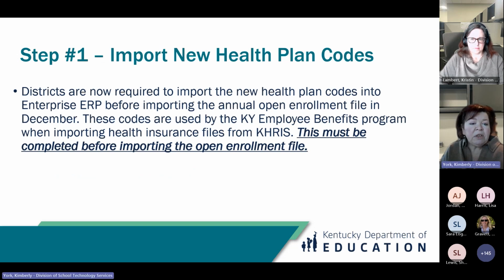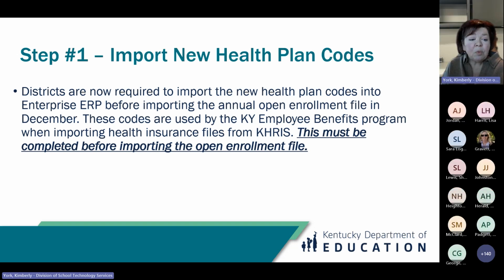So step one, you want to import the new health plan codes. Districts are now required to import the new health plan codes into Enterprise ERP before importing the annual open enrollment file in December. These codes are used by the Kentucky Employee Benefits Program when importing health insurance files from CRIS. This must be completed before importing the open enrollment file.